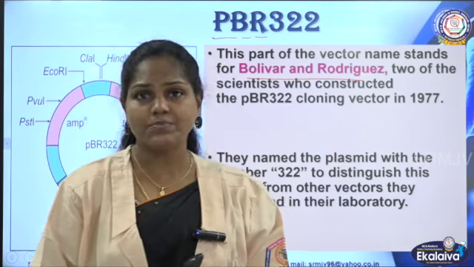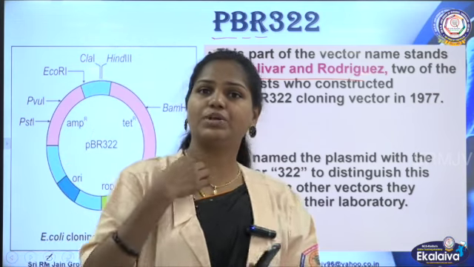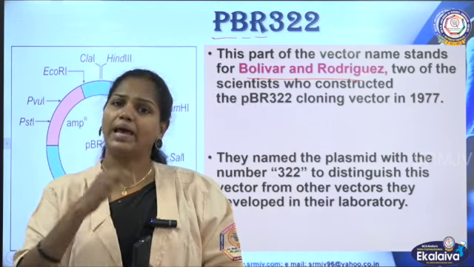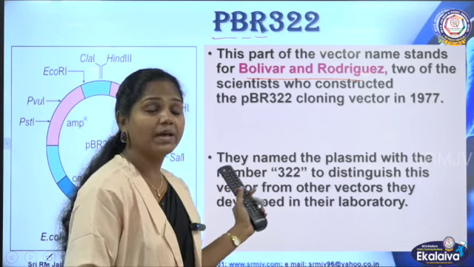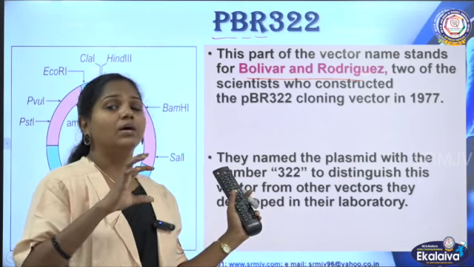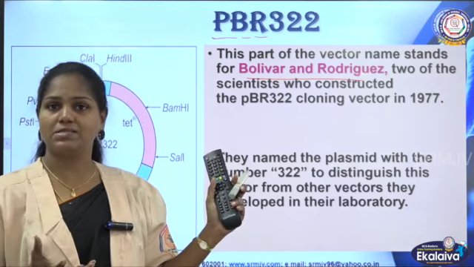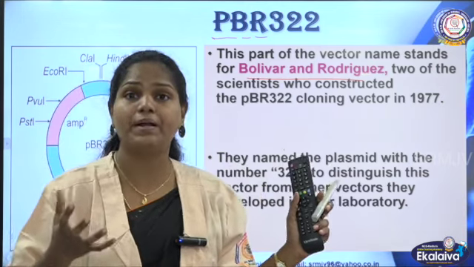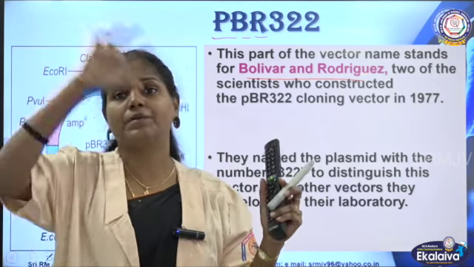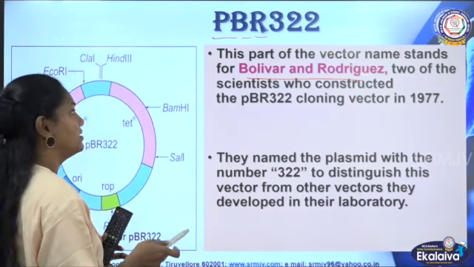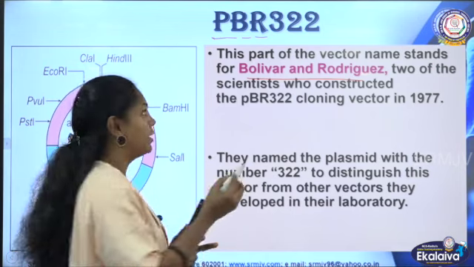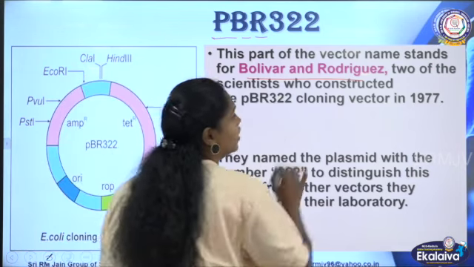Actually, the plasmids are of two types. Naturally occurring plasmids, which are naturally present in the bacterial cell. And this pBR322 is an artificial plasmid, which has been prepared by combining genes from different sources. So that is an artificial vector, prepared by two scientists, Bolivar and Rodriguez.